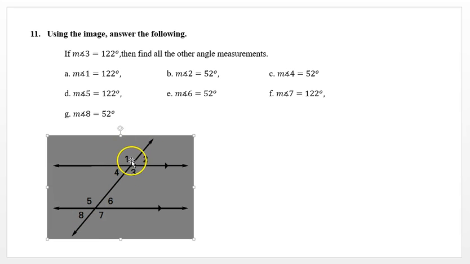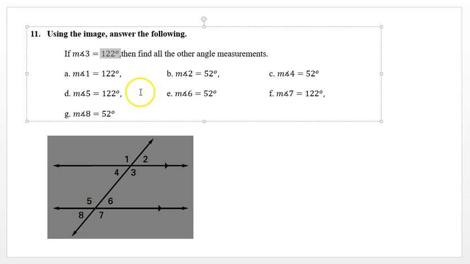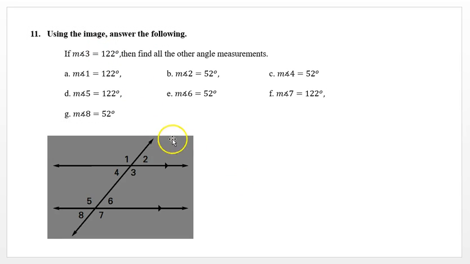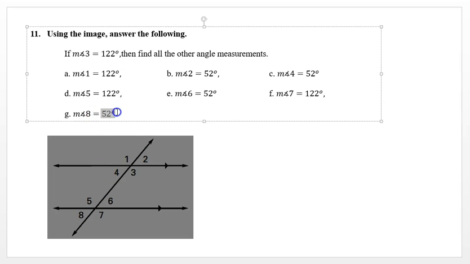As a way to figure out 2, 4, 6, and 8, it's just like this. Angle 1 is supplementary to angle 2, and angle 3 is supplementary to angle 2. So take the measurement that you're given, 122, subtract it from 180, and you've got your other angle measurement for the rest of the angles that you have left. So angles 2, 4, 6, and 8 are all going to be 52 degrees, as it's stated here.